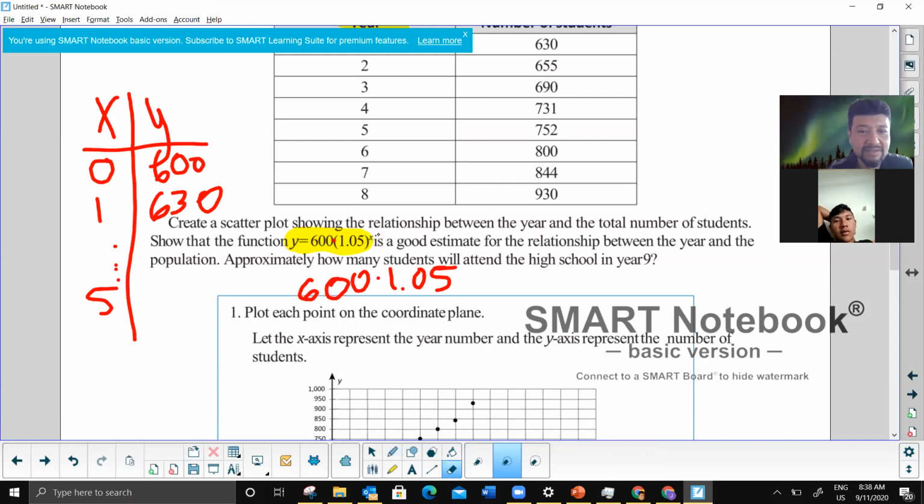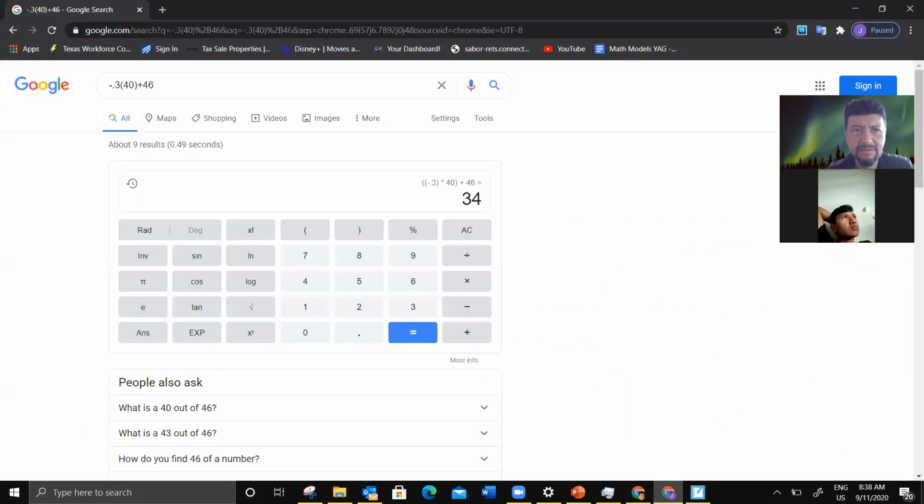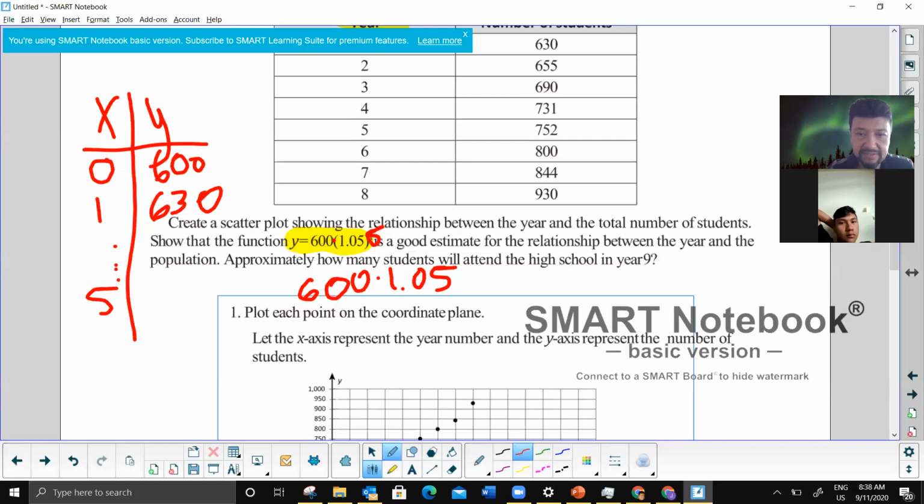Actually, let me bring out my calculator so we all can see. Let me type in 600 times 1.05 raised to the power of 5. So 765. Okay, let's go back here and put 765. And then let's do 8. Let's try it out and see what 8 is.